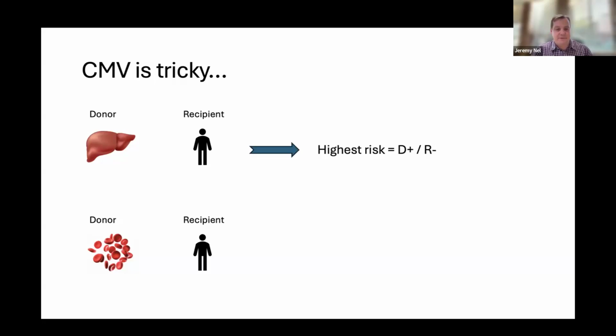Even if you try and wash it out, there's always a bit of CMV in there. But yet you don't have any immunity to it. You're the recipient being negative, and we're going to immunosuppress you. So you can't generate immunity easily afterwards either. So that's the highest risk.